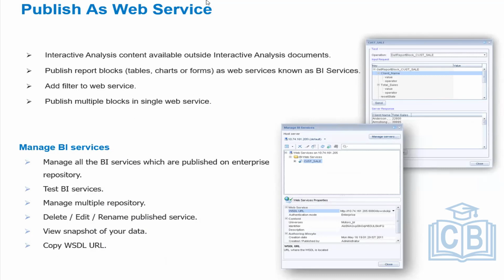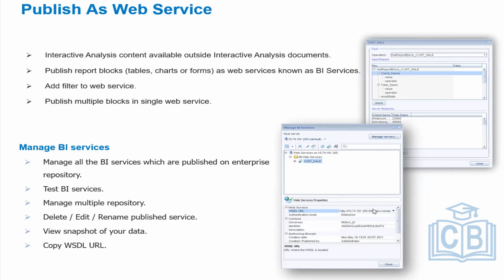Manage BI services. Whatever we publish, a report block, table, or chart, will be known as a BI service. We can manage all the BI services which are published on the enterprise repository. We can publish to the enterprise repository, test those BI services, and manage multiple repositories. We can use a snapshot of our data, and we can copy the WSDL URL. This URL is where the output is stored.